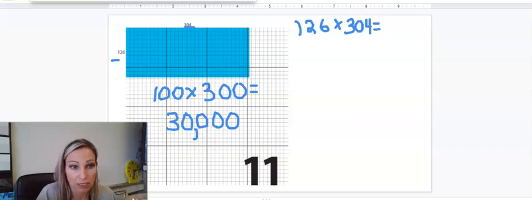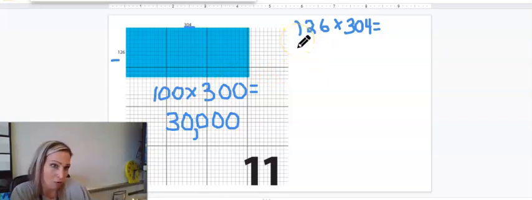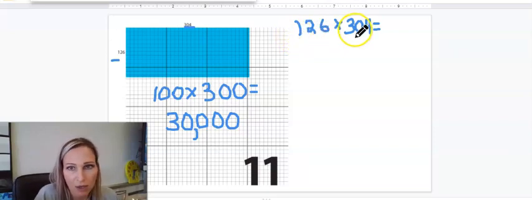All right, did you finish? If not, pause and keep working. If you are done, let's take a look at how you might have solved this. I'm noticing that 304 is close to 300, so I'm going to think of this as 300 groups of 126. And then I can add 4 more groups of 126. So let's see, 300 times 126.